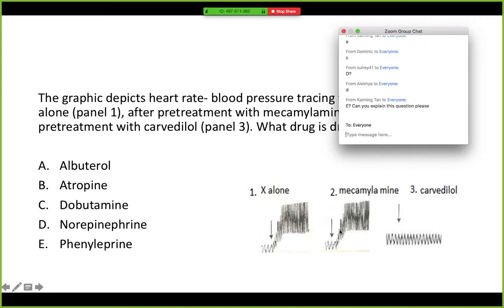So basically, in number 3, you've pre-treated with carvedilol. Carvedilol is both an alpha and a beta blocker, and it's eliminated the drug's effect. So you're looking for a drug that is going to increase both blood pressure and heart rate, and when you give an alpha and a beta blocker, it's going to diminish or wipe out its effects. Does that make sense at all?